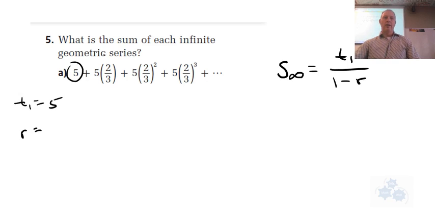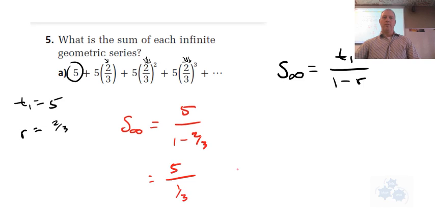And r is the ratio by which each term is multiplied. So it's the 2/3 that shows up here. So r is 2/3. So the sum of an infinite number of these things, it is convergent. And so we have 5 divided by 1 minus 2/3. That's 5 divided by 1/3, which equals 5 times 3 over 1, or 15.